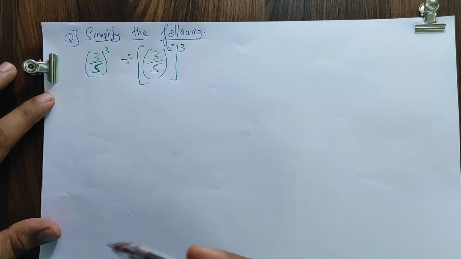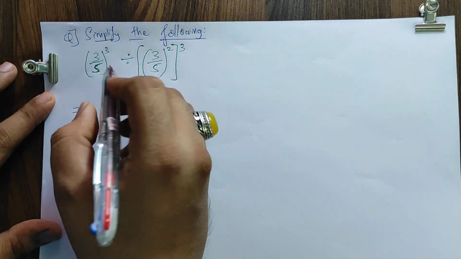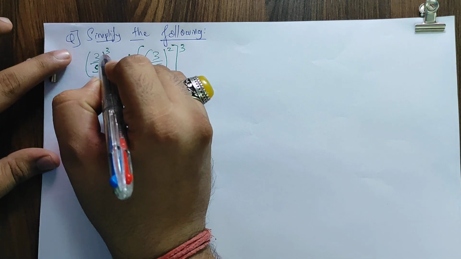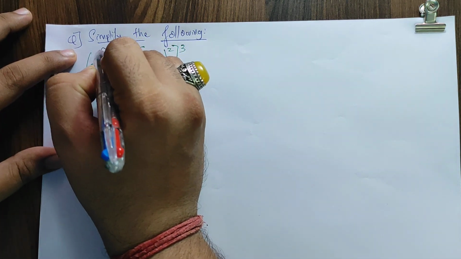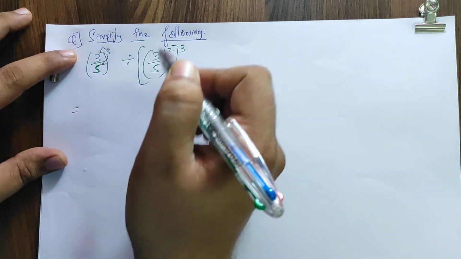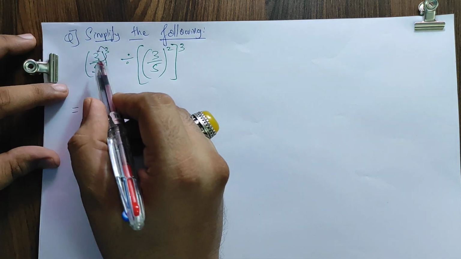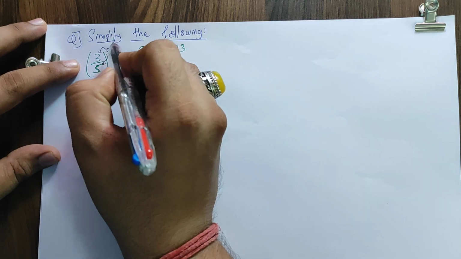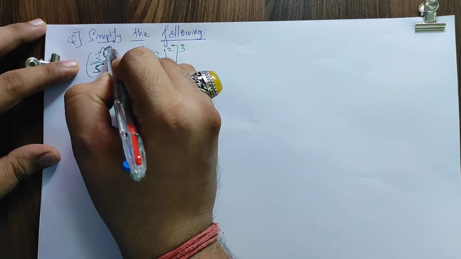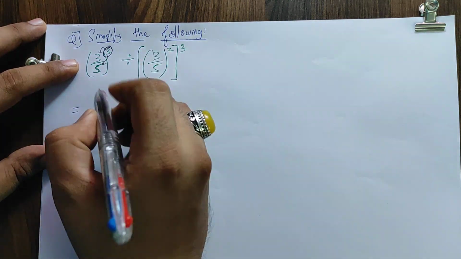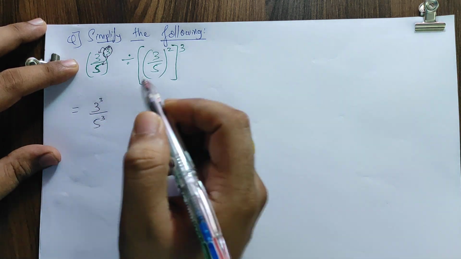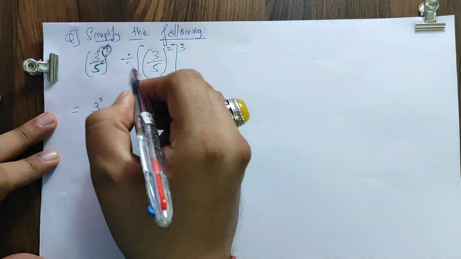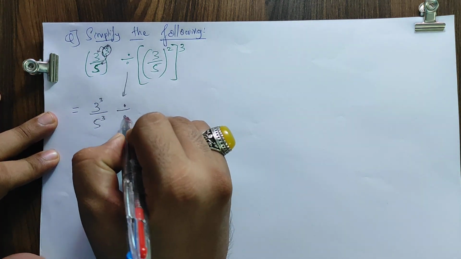There are various methods. This 3 is after the bracket, right? So this 3 will go as the power of this 3 as well as this 5. Can you see this arrow marks over here? This power 3 will act as a power for both 3 as well as 5. This can be written as 3 raised to 3 upon 5 raised to 3. This division symbol I'll copy as it is divided.